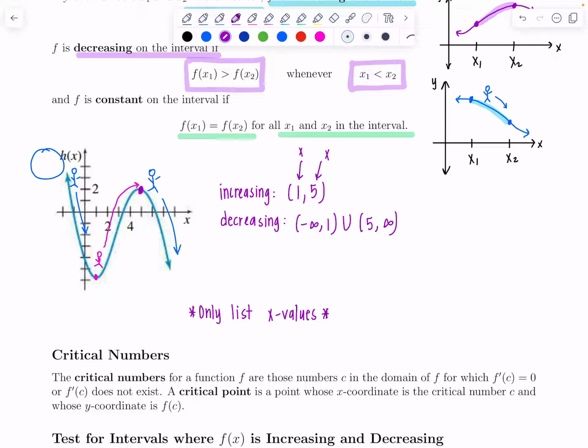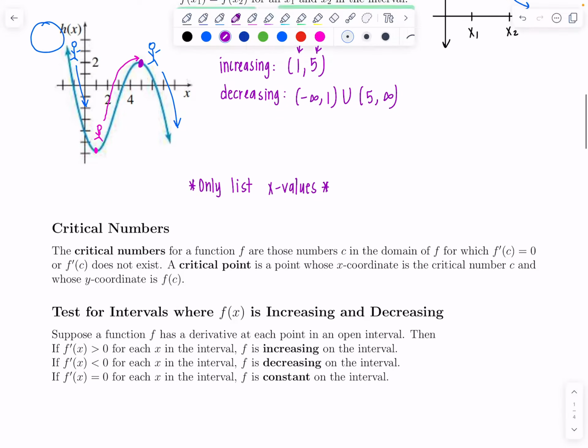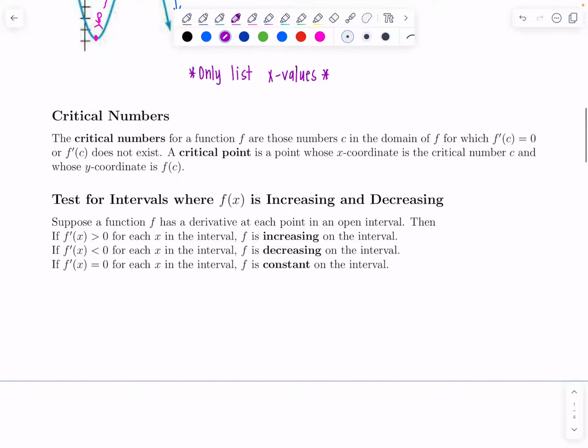Okay, perfect. How are you guys doing? Good? Okay, now let's get into how calculus comes into play.